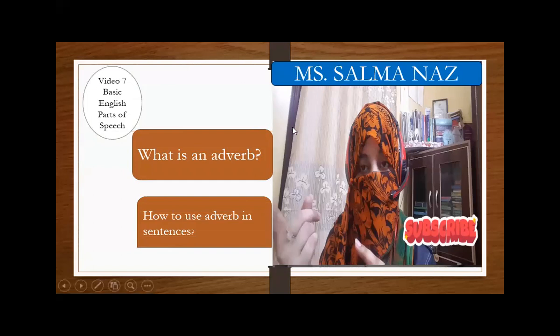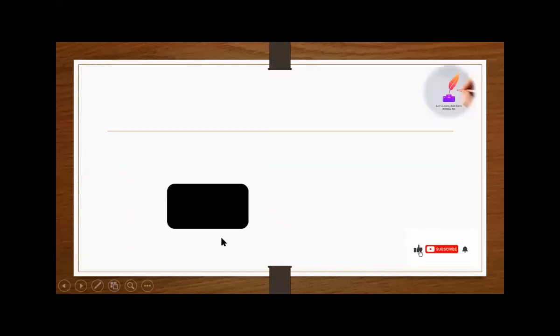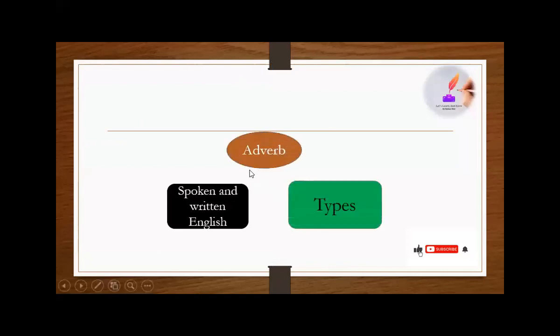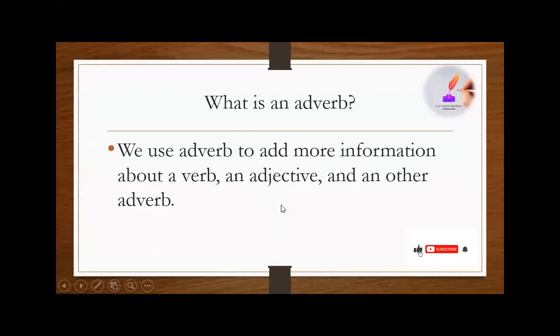I'm Selmanaz, and in today's video I'm going to tell you about adverbs. What is an adverb and how to use adverbs in sentences? So stay tuned. Try to understand that we use adverbs in spoken and written English, and all types of adverbs are easily implemented in the English language. What is an adverb? We use adverbs to add more information about a verb, an adjective, and another adverb.